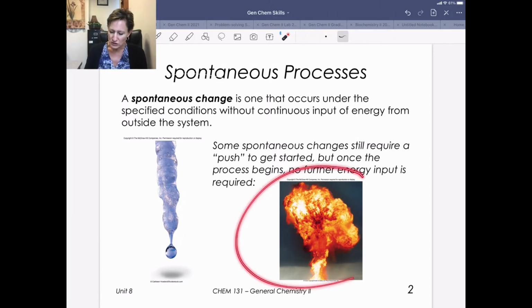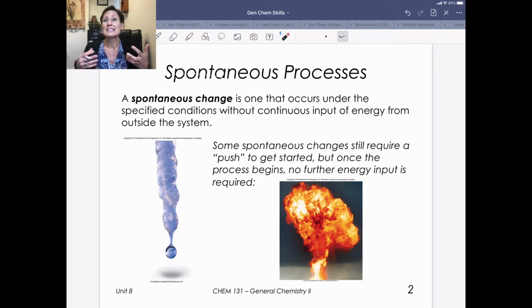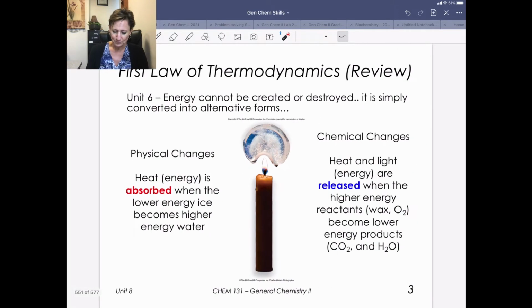Some processes are still spontaneous, like combustion or even fuel metabolism in your body, but that requires a push to get it started. But once that process begins, we don't need to continually put energy in. So we're not talking about sort of spontaneous combustion here, right? You actually have to do a little bit to get that process started, but then that combustion process continues.